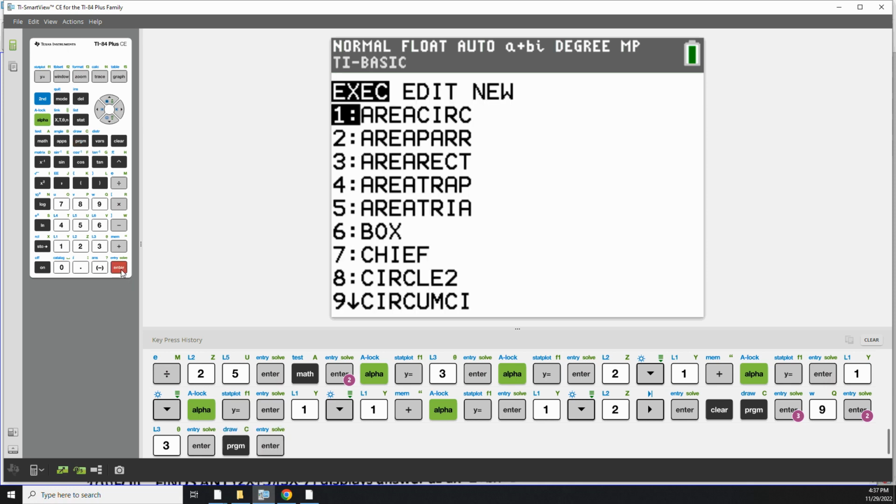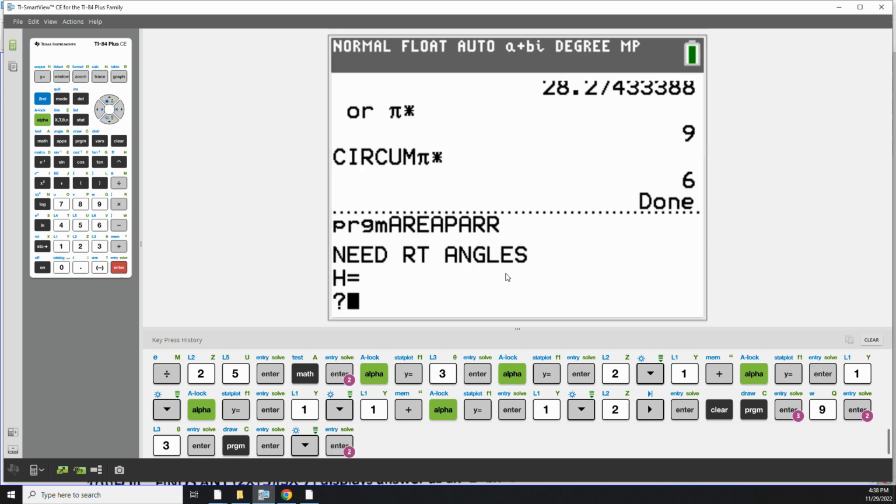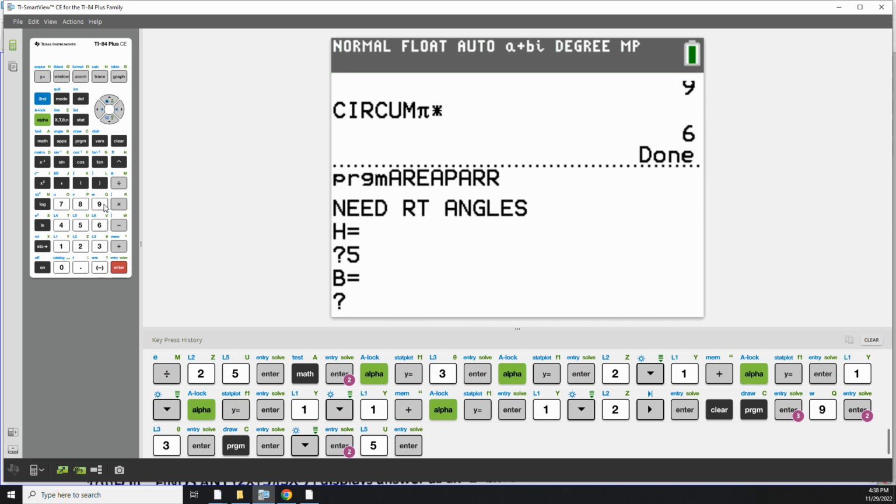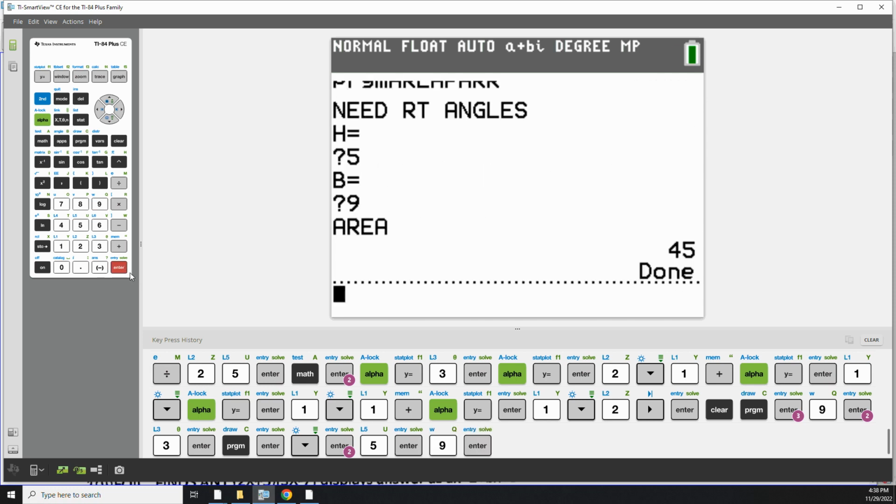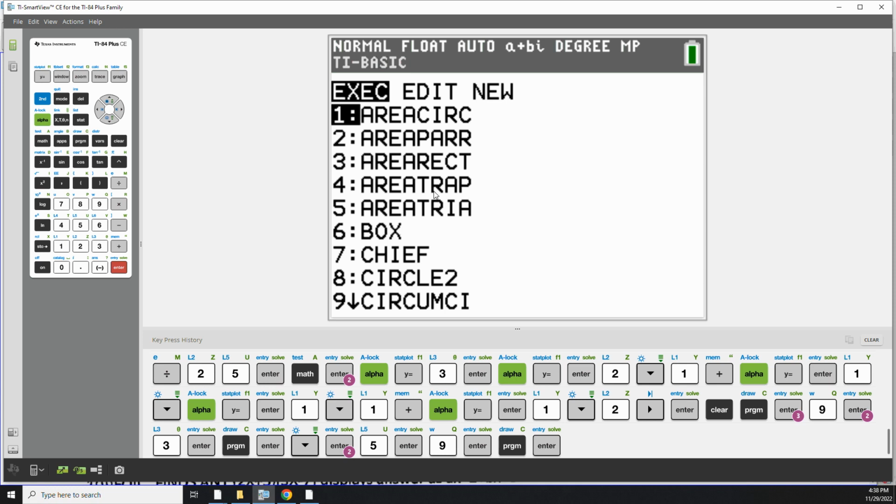I'm going to go real fast. I don't want to hold y'all back. What's the second one? Area of a parallelogram. Well, a parallelogram, you need right angles. Let's say the height is 5 and the base is 9. Boom. Area. What's the third one? Rectangle. 4 is staggeringly popular.